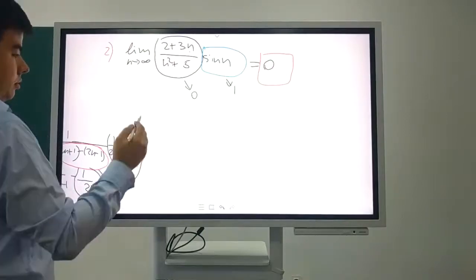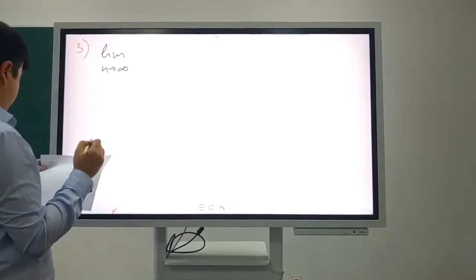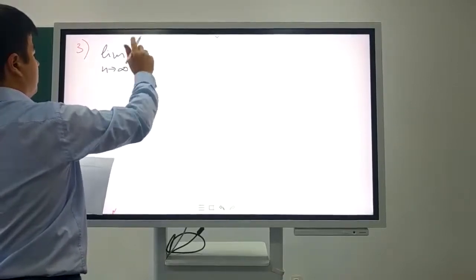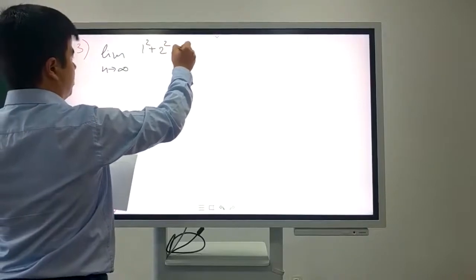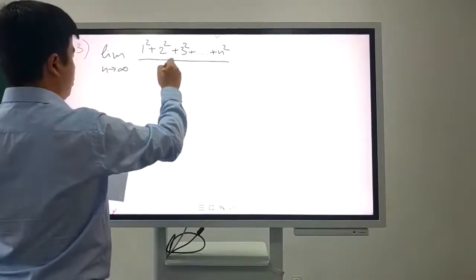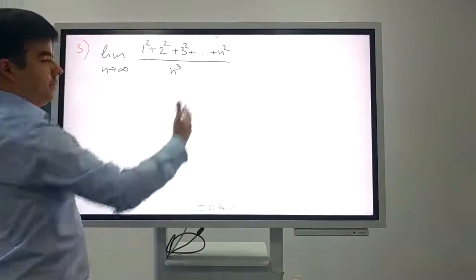And now, let's consider the next example. Example number 3. Limit, n tends to infinity, of 1 squared plus 2 squared plus 3 squared, etc., plus n squared, over n cubed. So here how can we find the limit of this sequence?